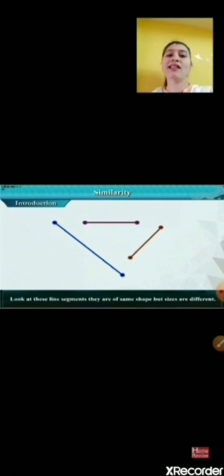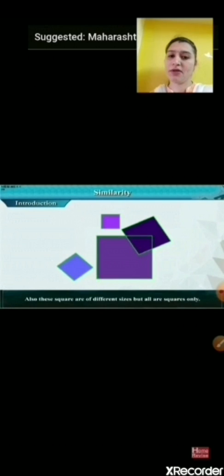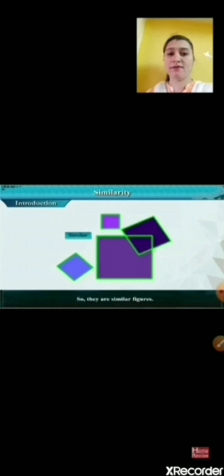Now we will try to apply this in geometry. Look at this figure one by one. We'll see first one, line segment. They are same shape but size are different, hence they are similar. Again these squares, different size but all are similar figures. Same with the circle. When we talk about same shape, circular but are of different size.